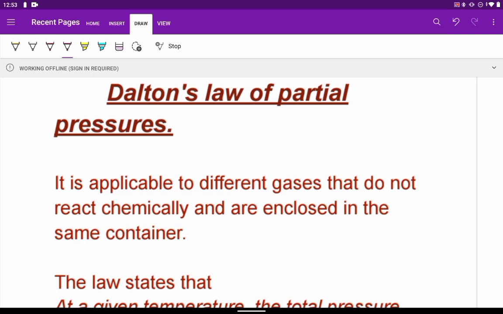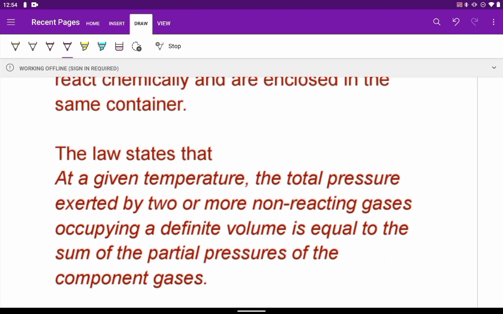of partial pressure. So it's very important that this law is applicable to different gases which do not react chemically and are enclosed in the same container. And this law states that at a given temperature, the total pressure exerted by two or more non-reacting gases, it's a very important condition, occupying a definite volume, is equal to the sum of the partial pressures of the component gases. That is, each component gas will have some partial pressure and the total pressure will be equal to the sum of these partial pressures.